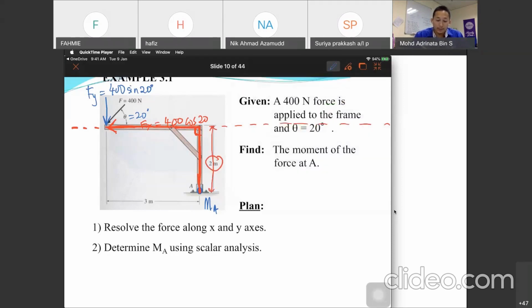And then we have our Fy. Fy is acting along this line, which does not pass through A, so we need to calculate. So which line is perpendicular? This line is your Fy, so what is your distance? 3 meters.